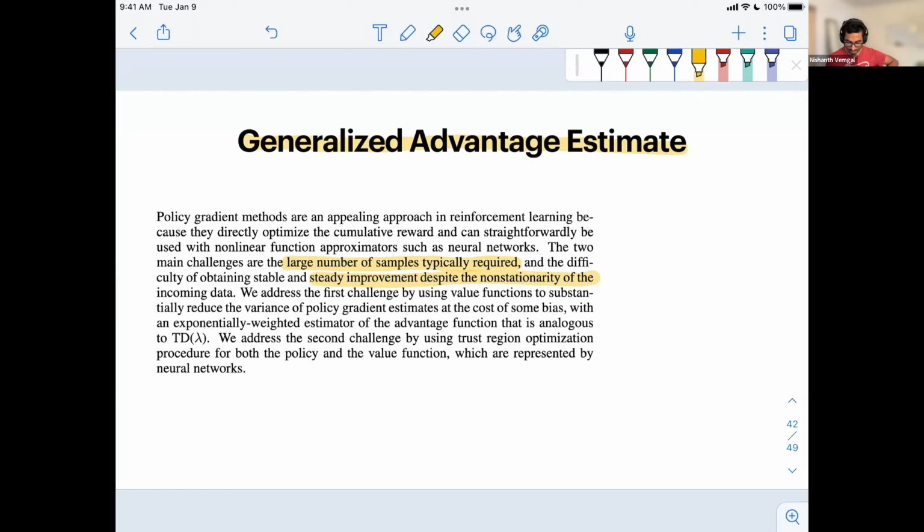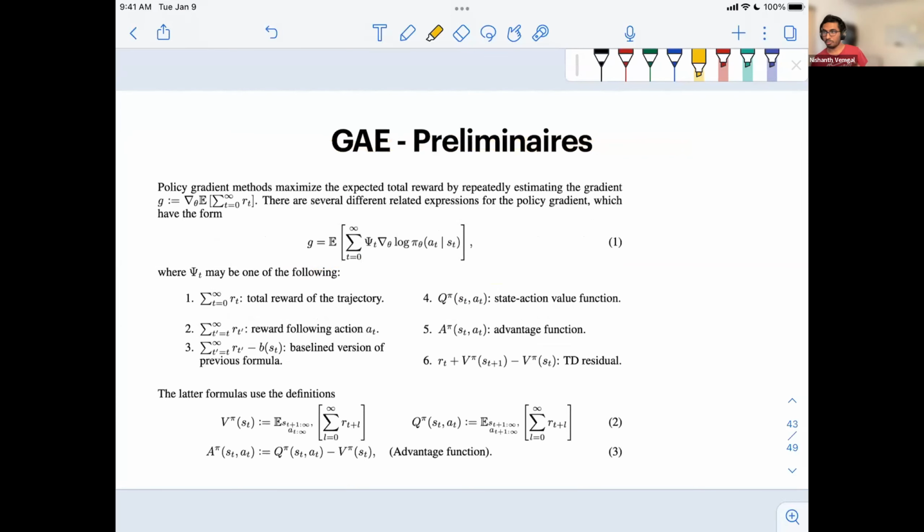What they try to do is solve this first problem using something called generalized advantage estimate, and then they solve the second problem using trust region optimization techniques. So I'll just be talking about the first point. Before that, I'll just quickly give an overview of what those methods are.